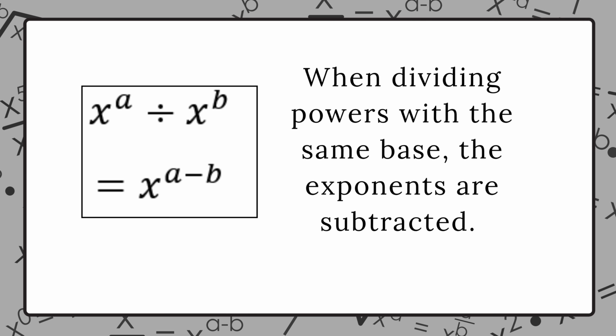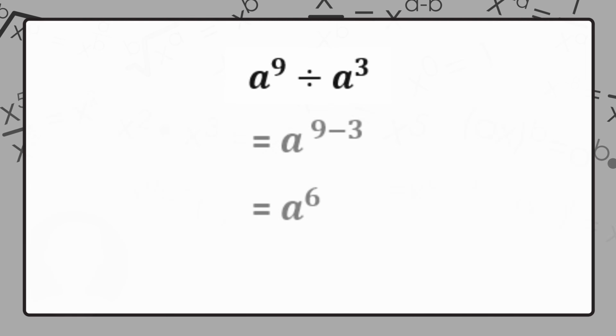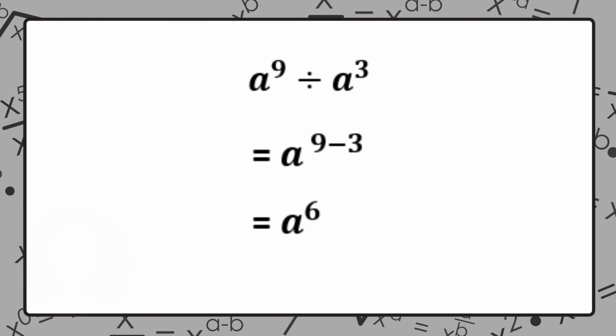Our second law is for division, and we can also only apply the law when the bases are the same. When we divide powers with the same base, the exponents are subtracted. In this example, we have two exponents with the same base, one to the power of 9 and the other to the power of 3. The sum is to divide, so we're going to subtract the exponents. 9 minus 3 is 6. Our answer is a to the power 6.